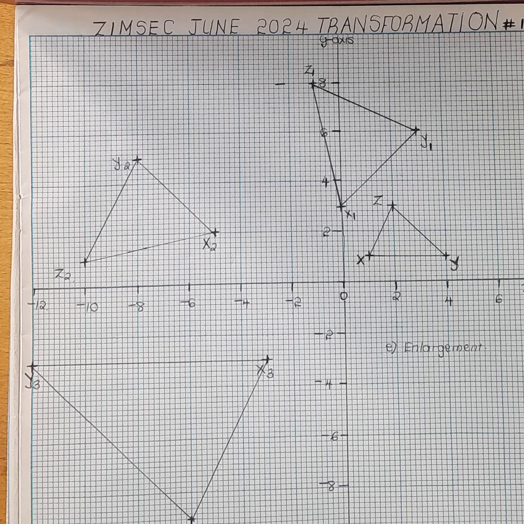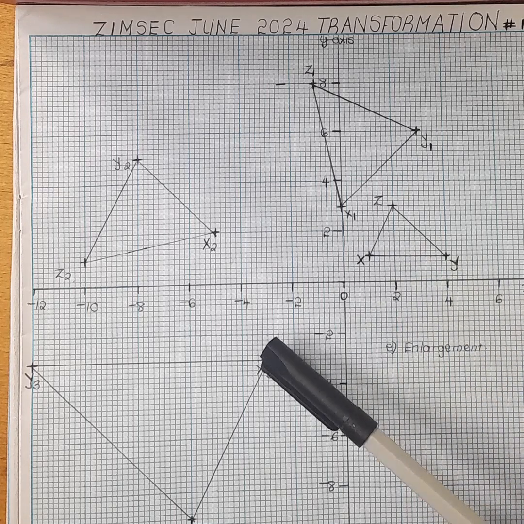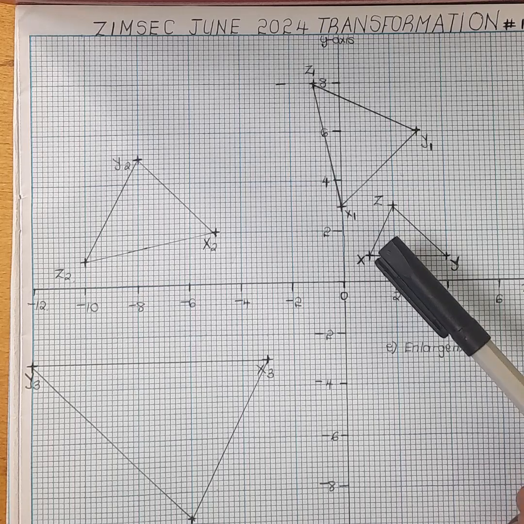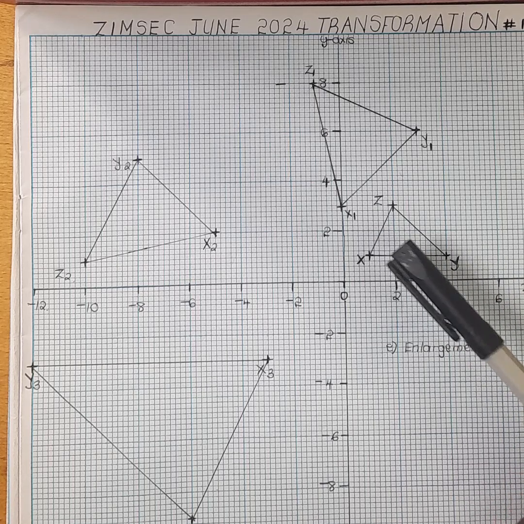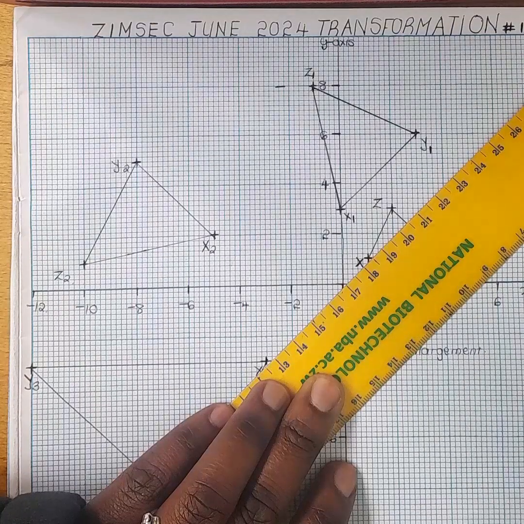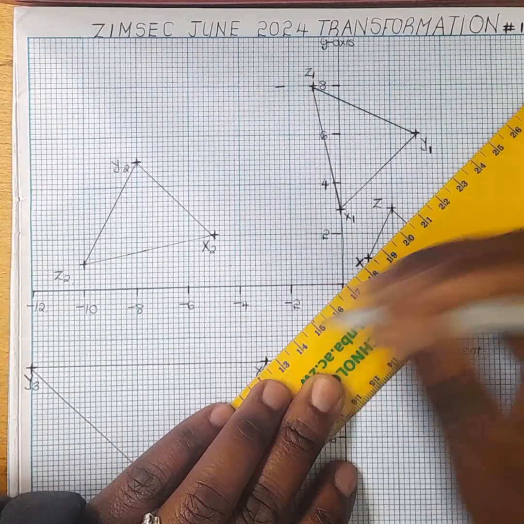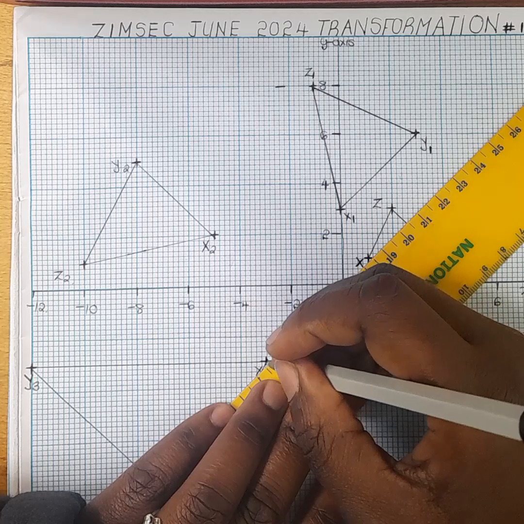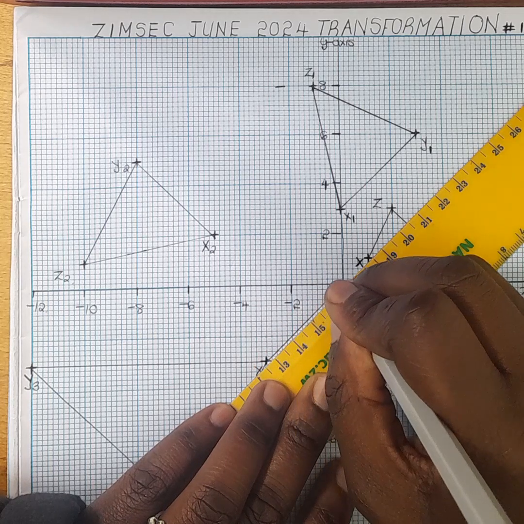So first we are going to state the center of enlargement. We need to draw lines that join the corresponding points. Here we have x and x3. We draw a line that joins x and x3. We draw another line. Where they meet is going to be the center of enlargement. So here I'm going to join this point and this point like this.